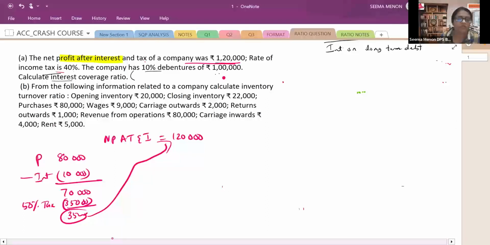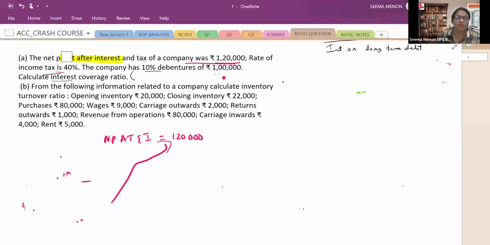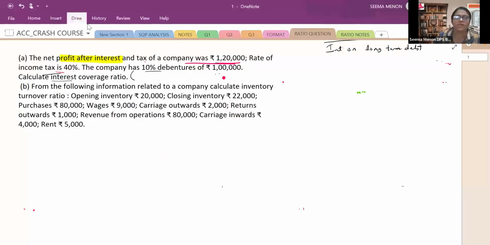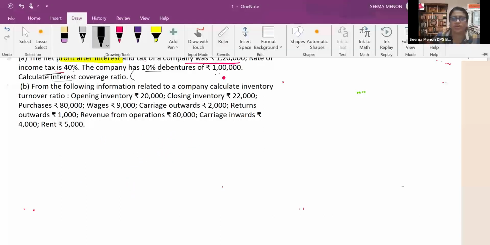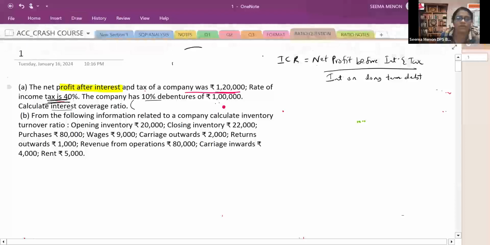So this is given in the question as 1,20,000. Now from that, to go to net profit before charging interest and tax, first we will add back the tax, then we will add back the interest. Thus we get the net profit before interest and tax. So let's solve it again. So here you see, what is the rate of tax? It is given in the question as 40%. You can see the question on the screen, 40%.